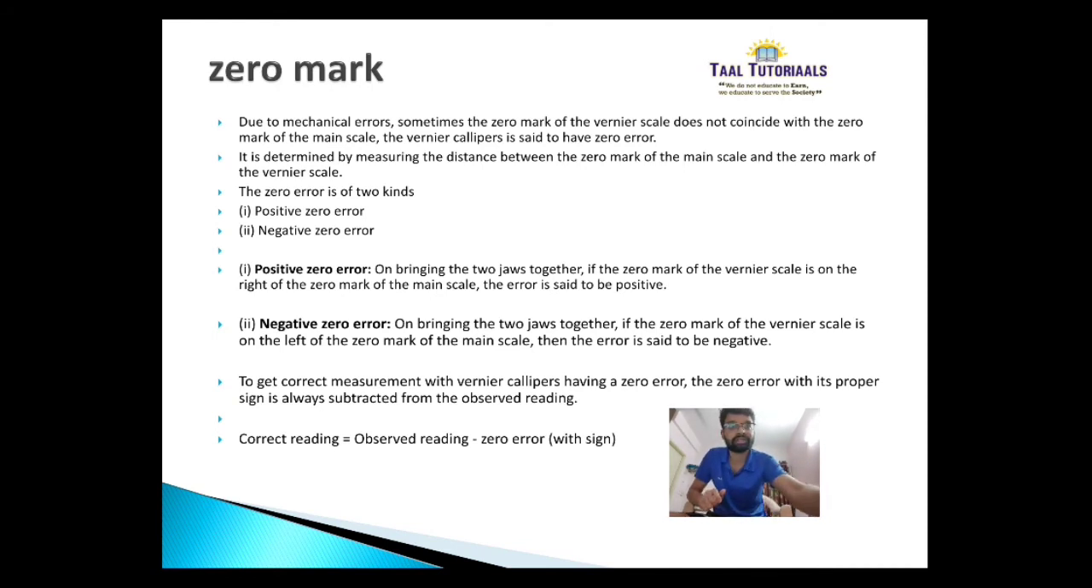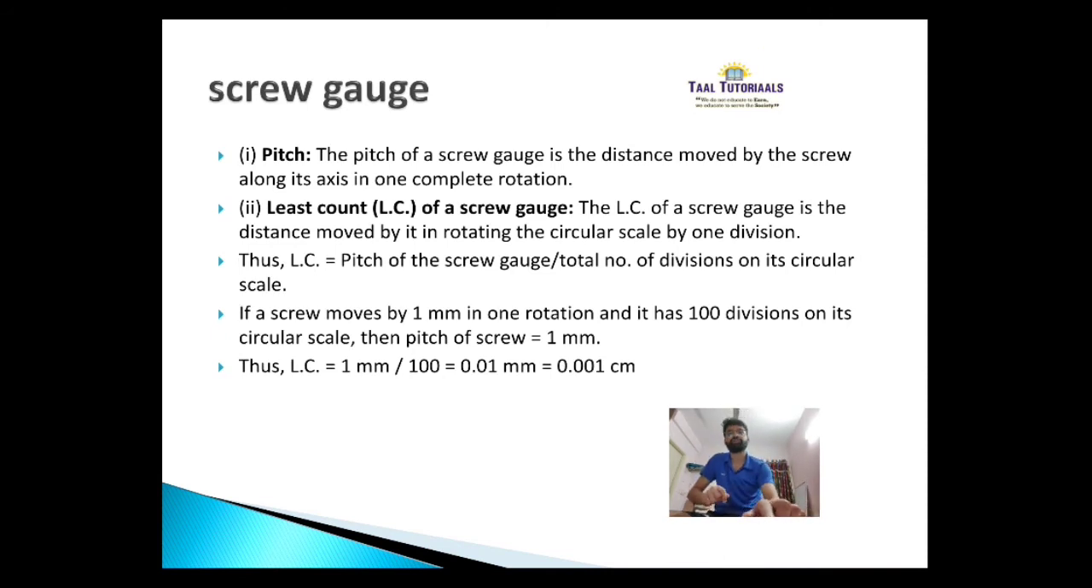Now we'll come to the next slide, that is the screw gauge. Before understanding the screw gauge, what is pitch? Pitch of the screw gauge is the distance moved by the screw along its axis in one complete rotation. You can see the diagram in the book, or in the next slide I will show you just now. So what is least count? Least count is the lowest division, and the least count of a screw gauge is the distance moved by rotating the circular scale by one division.